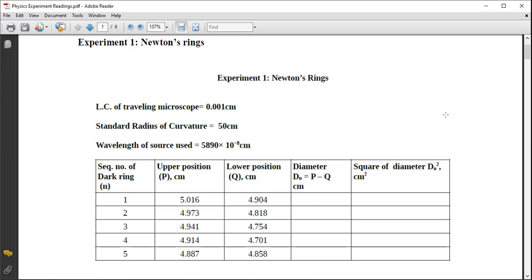Okay, now the other readings you are able to see, the upper and lower positions of the first dark ring, second dark ring. Yes, sir. Sir, what is the smallest division on the main scale and the number of divisions on the Vernier scale, as it is mentioned in the journal, manual, sorry.